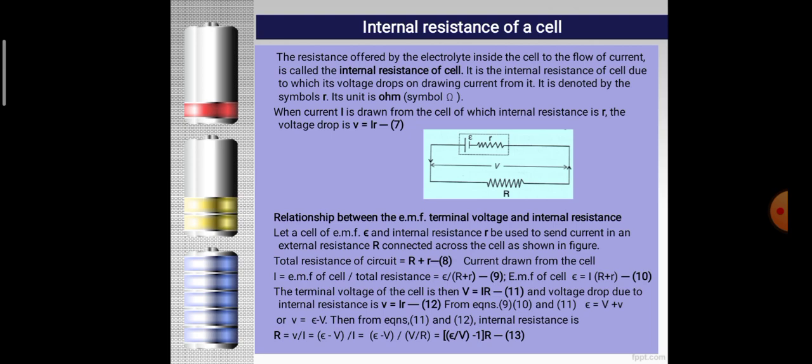The terminal voltage of the cell is then capital V is equal to IR, which is equation 11, and voltage drop due to internal resistance small v is Ir, which is equation 12. From equations 9, 10, 11, epsilon is capital V plus small v, or small v is equal to epsilon minus capital V. Then from equations 11 and 12, the internal resistance r is small v by I, which can be written as epsilon divided by V minus 1 into R. Consider this as equation 13.